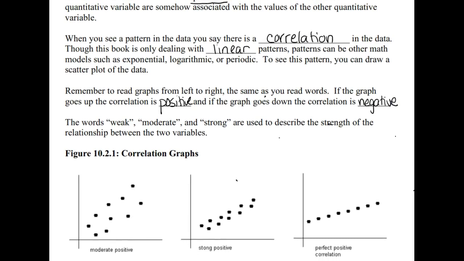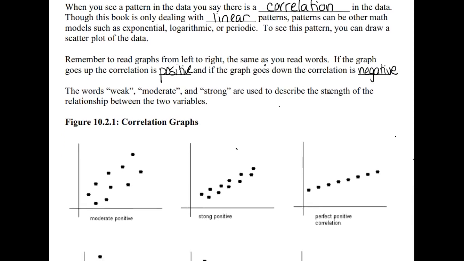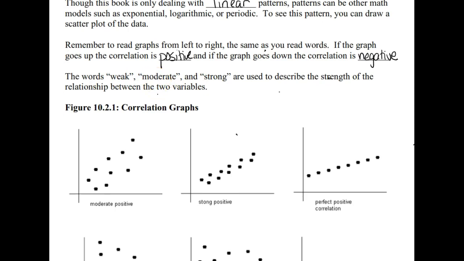Now, the words weak, moderate, and strong are also used to describe the strength of the relationship between the two variables. As a student in an intro class, what those numbers need to be for those particular ranges are not really defined. So we're going to be looking at data where, when we look at the scatter plot, there's either a really strong relationship or a pretty weak one, so we don't have to worry about this fuzzy gray area of moderate.